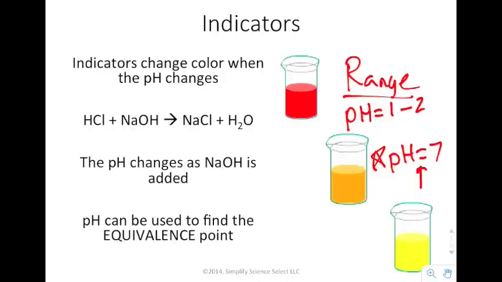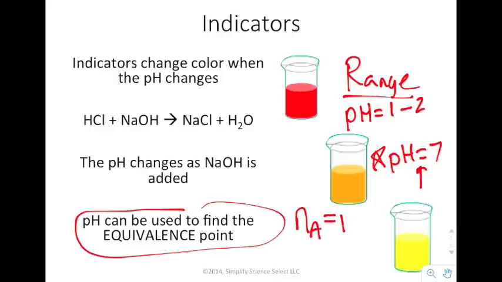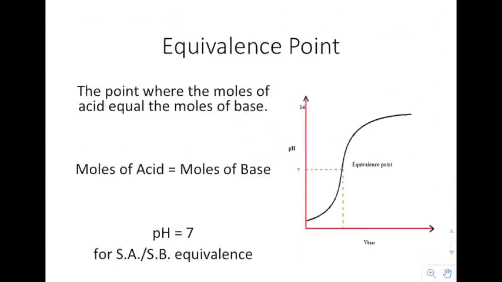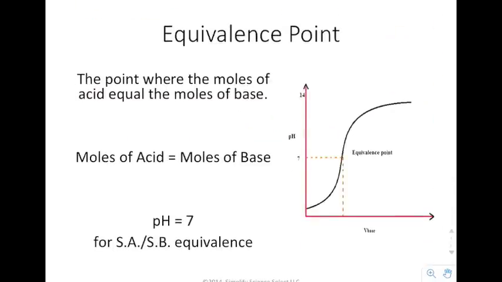A lot of times the pH can be used to find what's called the equivalence point. The equivalence point is where the number of moles of acid equal the number of moles of base. Assuming that both of them are strong acids, strong bases, and monoprotic, you end up getting a pH of 7 at the equivalence point. Generally speaking, the pH is 7 whenever you have monoprotic strong acids and strong bases.